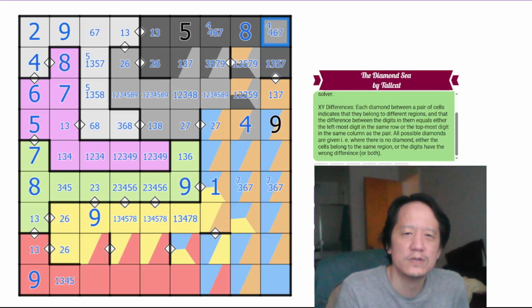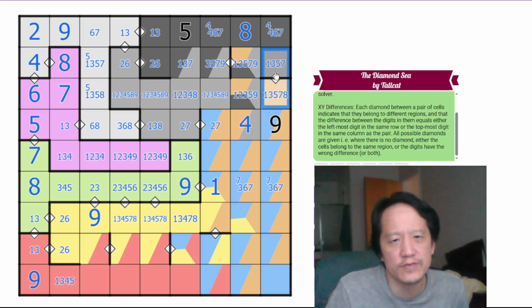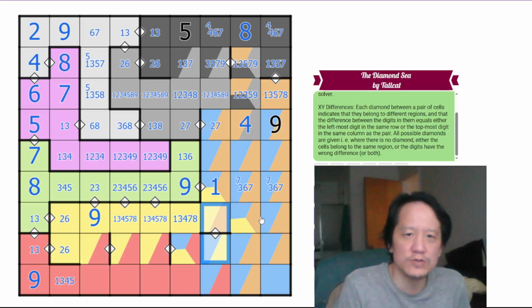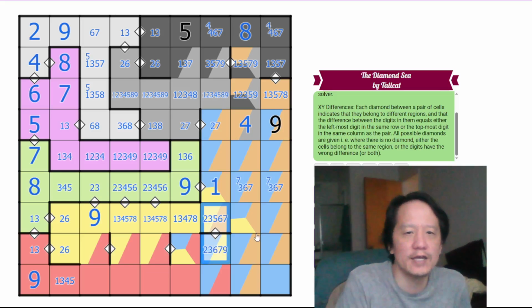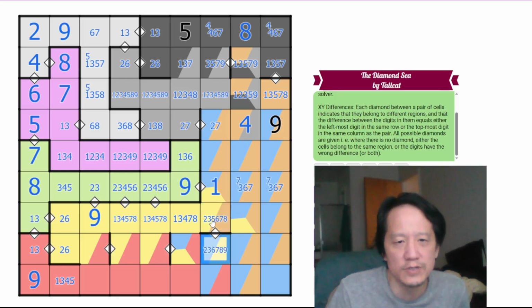So that works for 3. For 1, difference of 4 is 5. Difference of 6 is 7. Difference of 7 is 8. So this has to be 1, 3, 5, 7, 8. For this, it could be 2, 6, 3, 7. Cannot be 4, 8. Could be 5 and 9 for a difference of 4. For difference of 6, that's 2, 8, and 3, 9. For difference of 7, it would be 2 and 9. And those are the only possibilities.